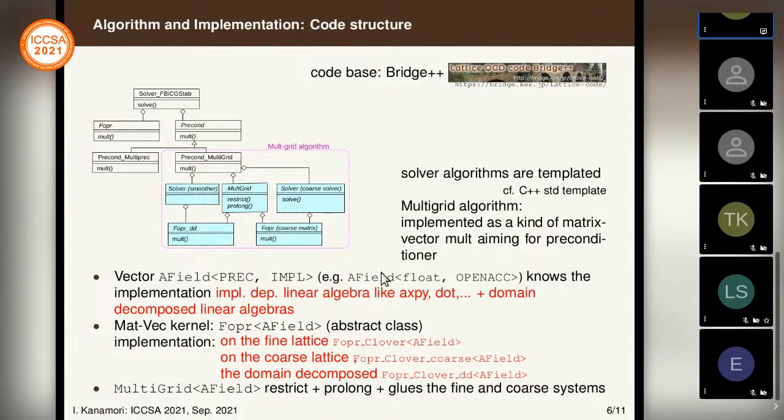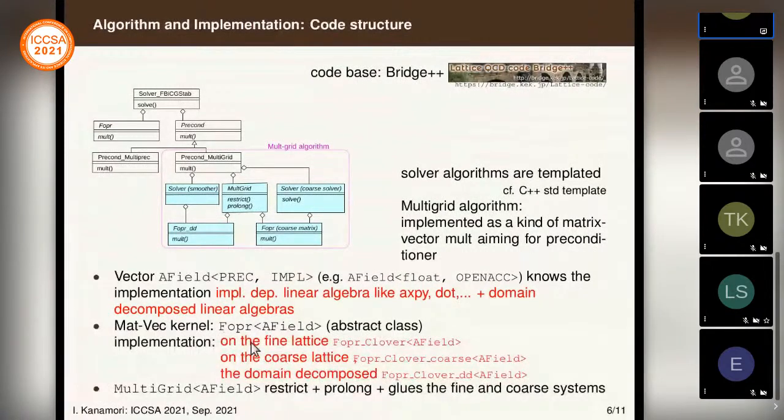For example, we can specify the precision and the target architecture. And then for each implementation, we prepared optimized linear algebras like AXPY and dot products. The matrix vector multiplication kernel is accessed through the abstract interface class that we call FOPR.